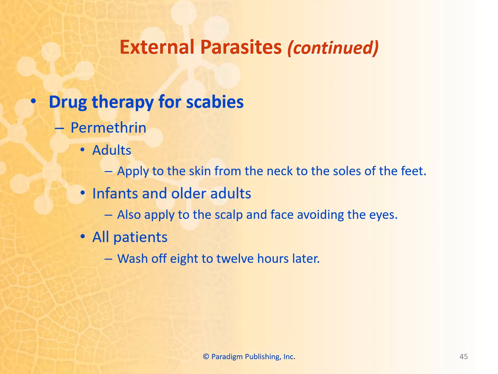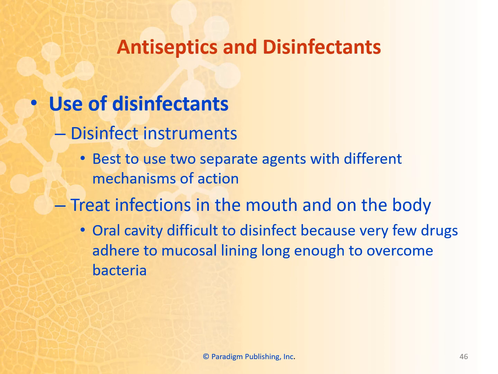Drug therapy for scabies includes permethrin, which is a topical cream. Adults will apply it to the skin from the neck to the soles of the feet. Infants and older adults can also apply it to the scalp as long as you avoid the face and eyes. And then you're supposed to wash that off after 8 to 12 hours.